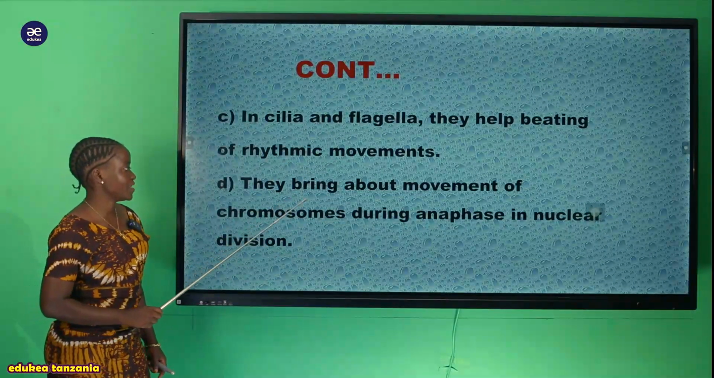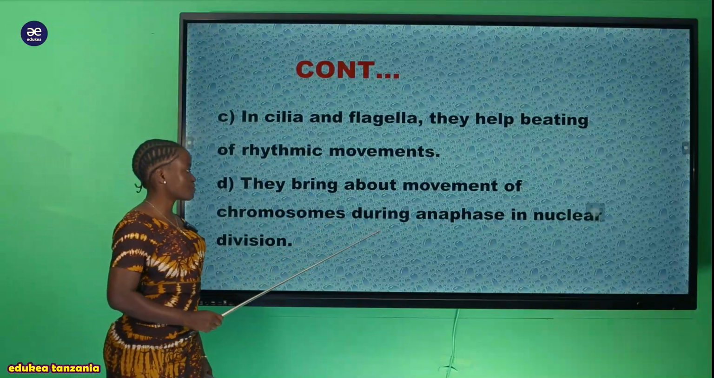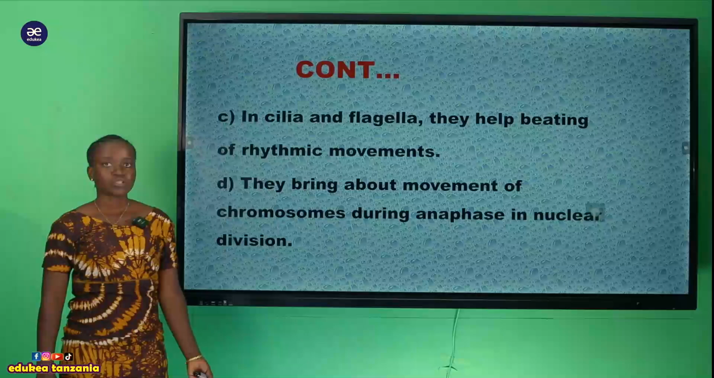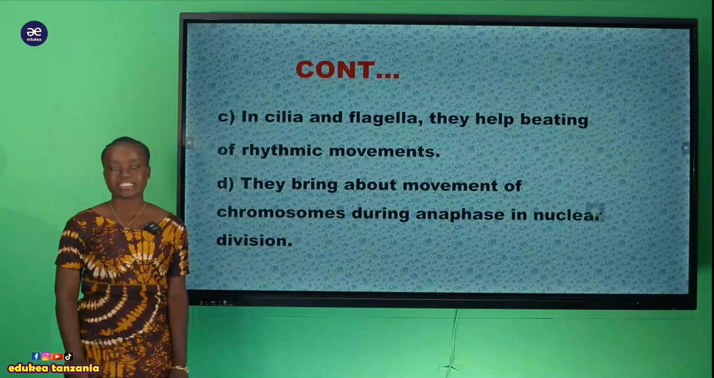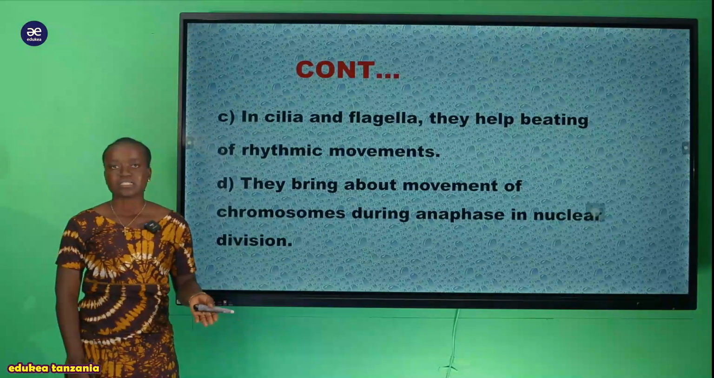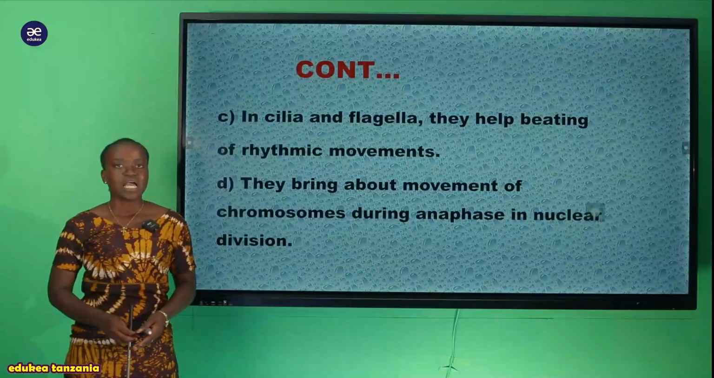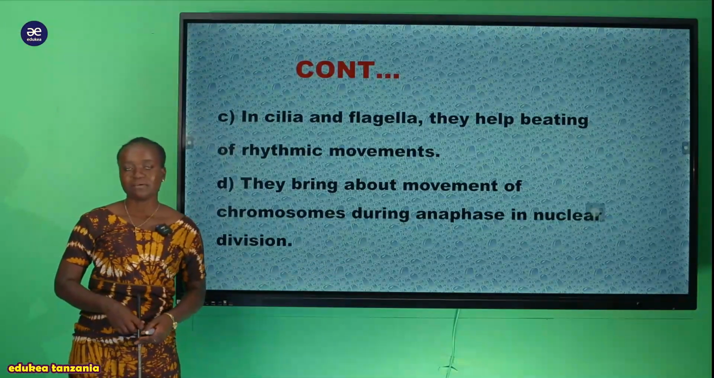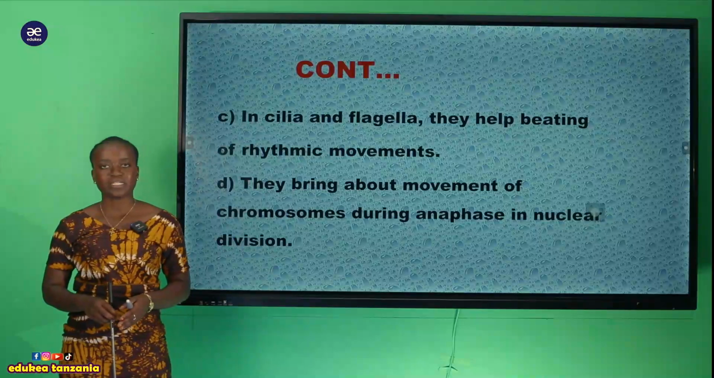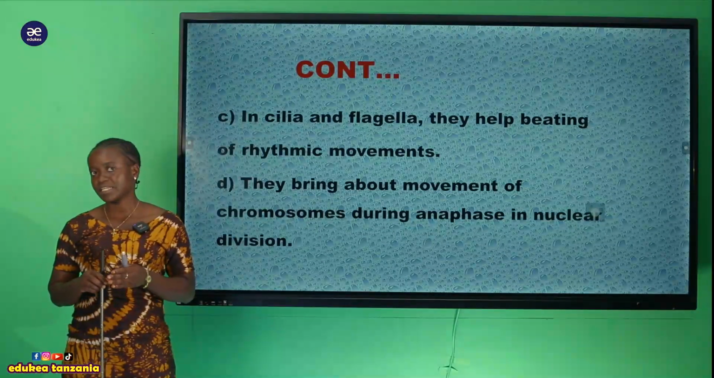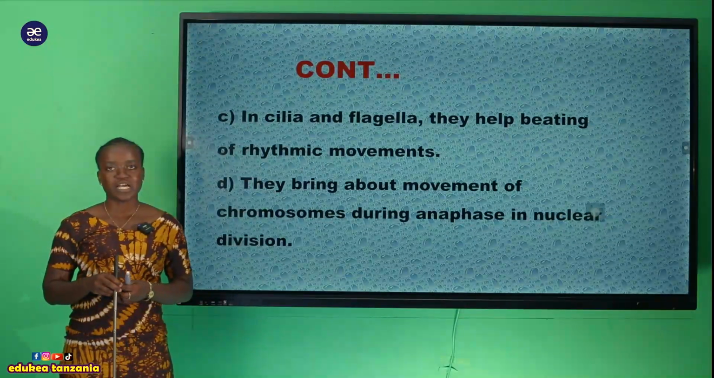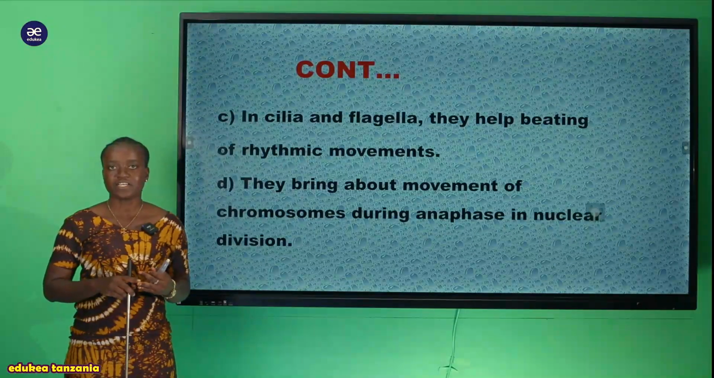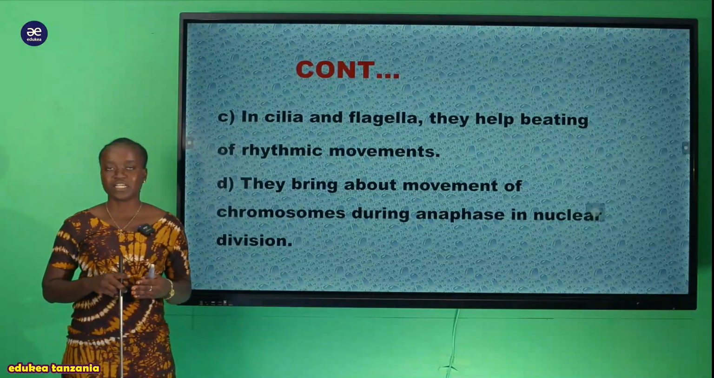But also they bring about movement of chromosomes during anaphase in the nuclear division. Apart from that, those microtubules help in the movement of the chromosomes during anaphase. Remember, in cell division we have almost 4 stages. We have prophase, we have anaphase, we have metaphase, we have telophase.